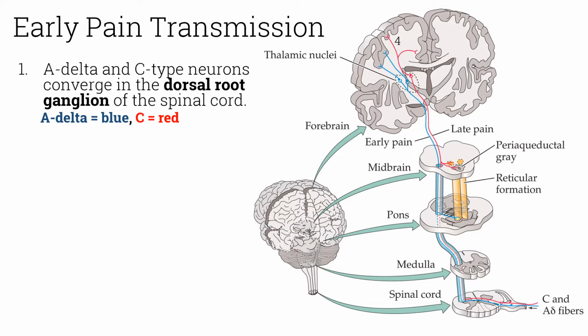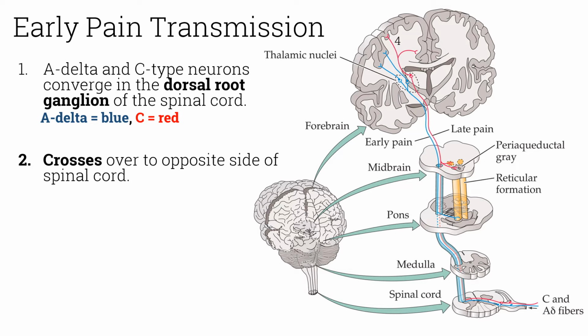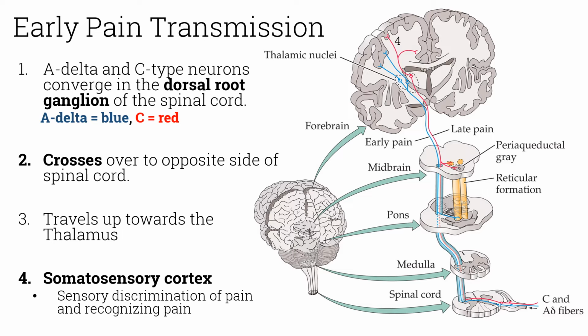Let's say we have some incoming pain from the periphery in the nociceptors. That information travels into the spinal cord and quickly crosses to the opposite side. That information is then relayed up through the medulla and pons of the brainstem into the thalamus, where it's then again relayed up to the cortex for some more complex cognitive operations like sensory discrimination and localization of pain and recognizing pain.